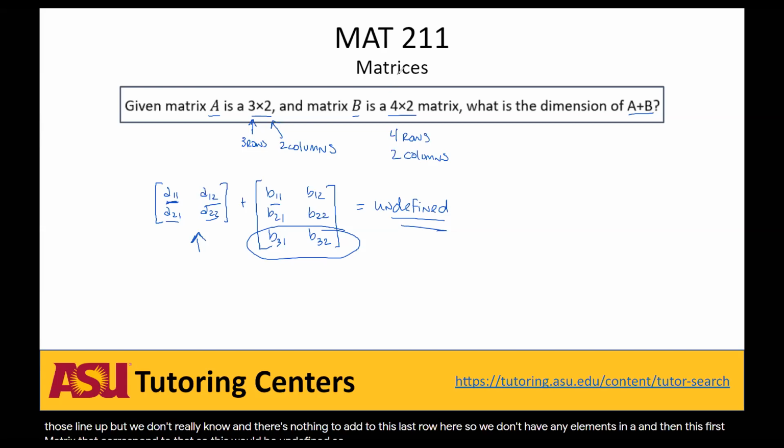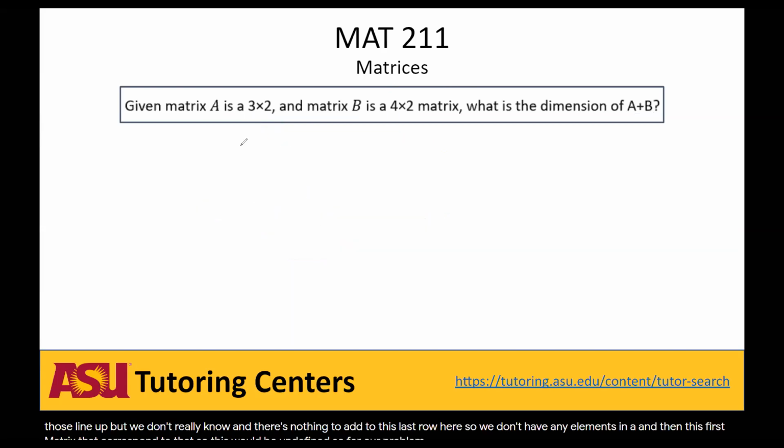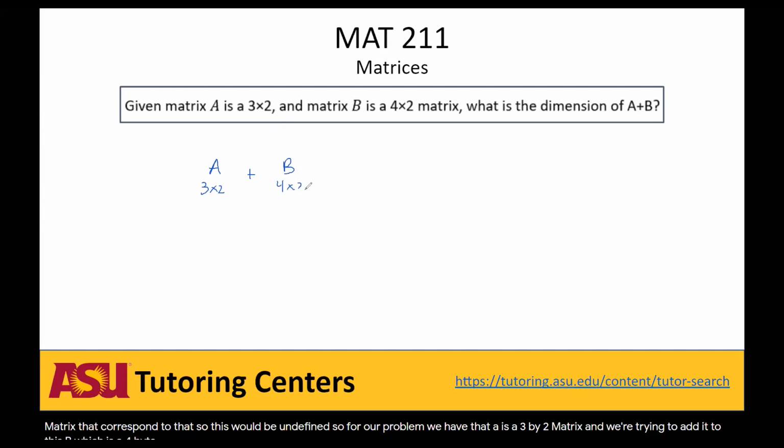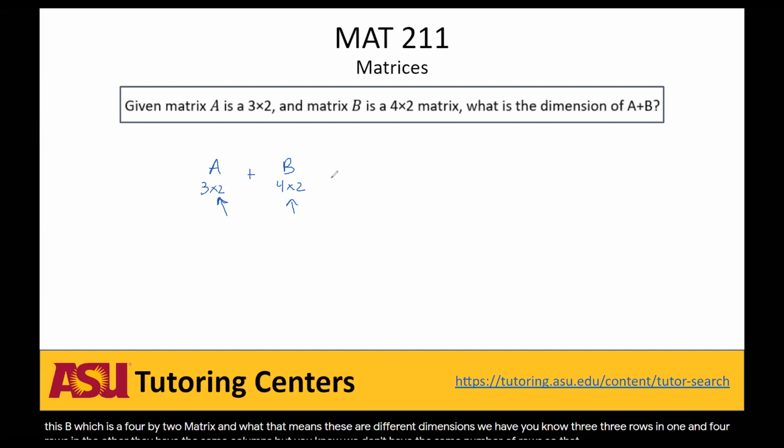So for our problem, we have that A is a 3 by 2 matrix, and we're trying to add it to this B, which is a 4 by 2 matrix. And what that means, these are different dimensions. We have three rows in one and 4 rows in the other. They have the same columns, but we don't have the same number of rows. So that means that A plus B is undefined.